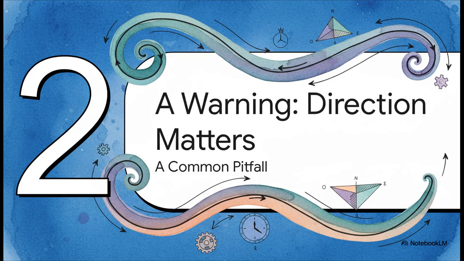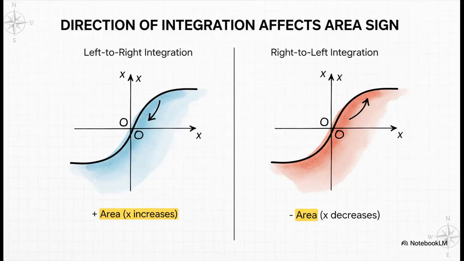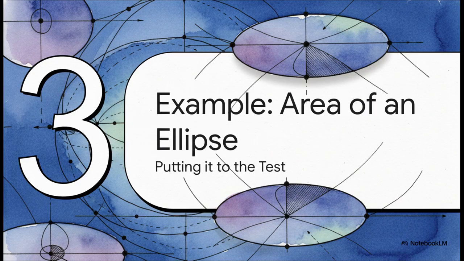Okay, before we get our hands dirty with some examples, there's a super crucial point to remember. This is one of those things that can really save you a lot of trouble on an exam. You have to pay attention to the direction your curve is being traced. If your parameter t traces the curve from right to left, you're going to get a negative area. But don't panic, it's an easy fix. Just flip your limits of integration or take the absolute value of your final answer.